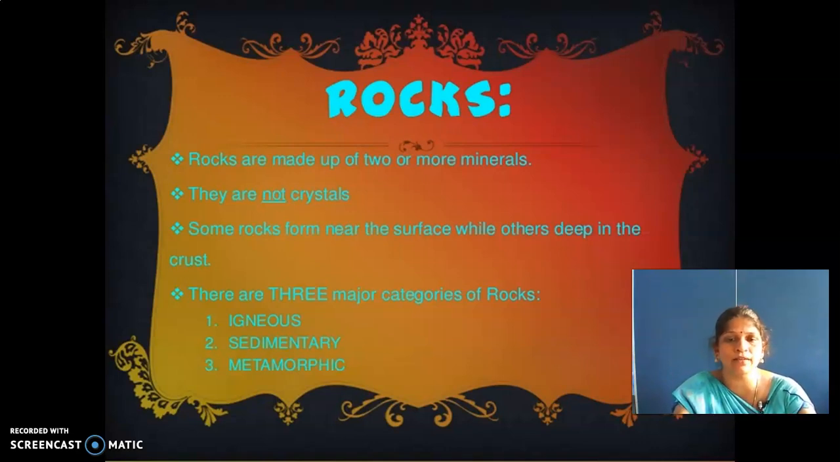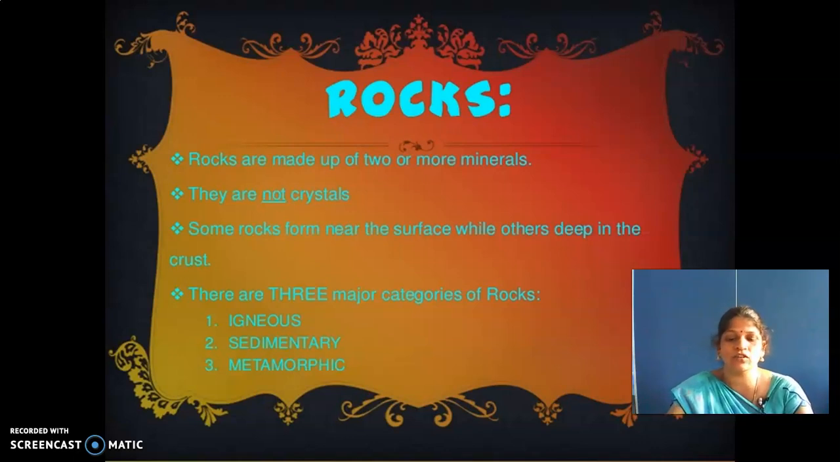Some rocks form near the surface while others form deep in the crust, that is the upper part of the earth. There are three major categories of rocks. What are they? Listen, children, the earth's crust is made up of various types of rocks. Any natural mass of mineral matter that makes up the earth's crust is called rock. Rocks can be of different color, size and texture. The three major types of rocks are igneous rocks, sedimentary rocks, metamorphic rocks.